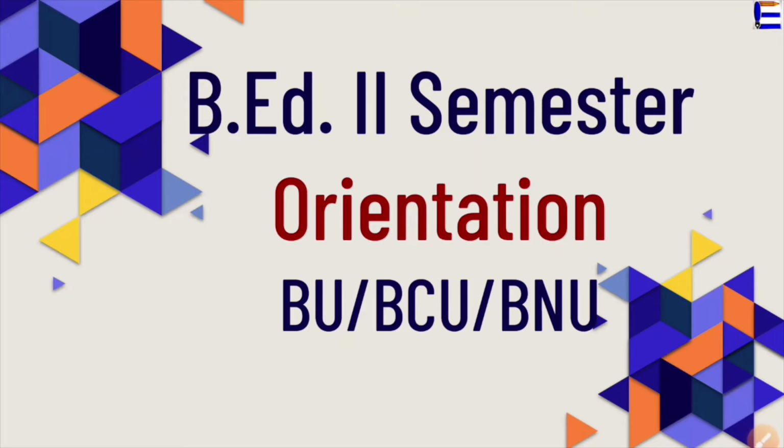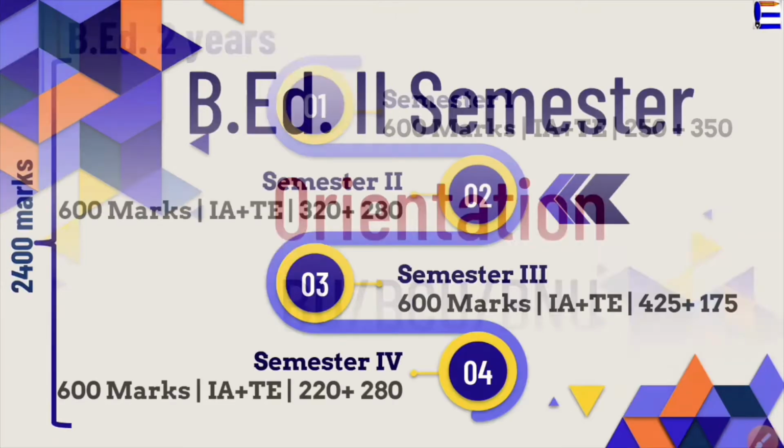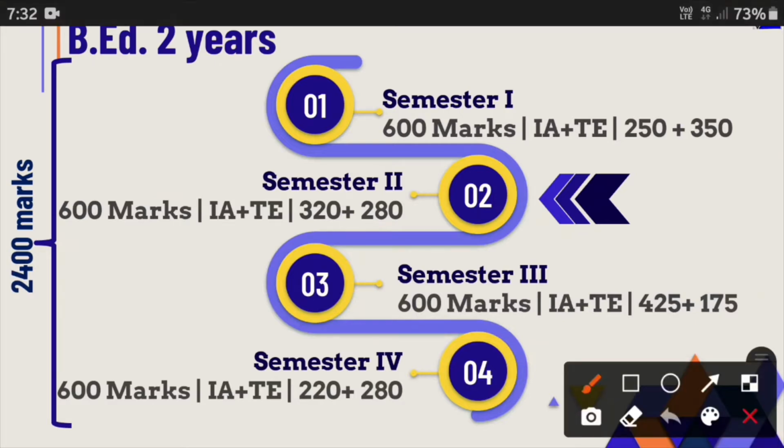Today, let me introduce you to the academic program of the second semester. We know that the 2-year B.Ed program comprises 4 semesters to be assessed for 2400 marks, where each semester stands for 600 marks. Coming to the second semester, your performance in this semester is assessed for 600 marks, where internal assessment is for 320 marks and the term-end examination is for 280 marks.